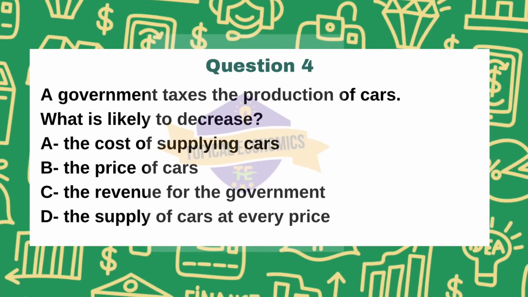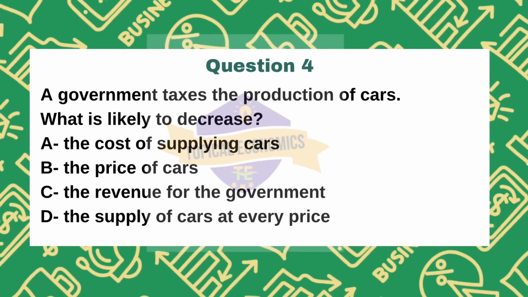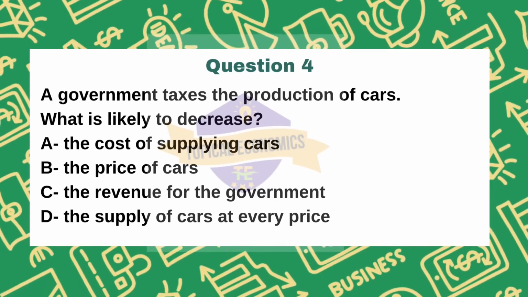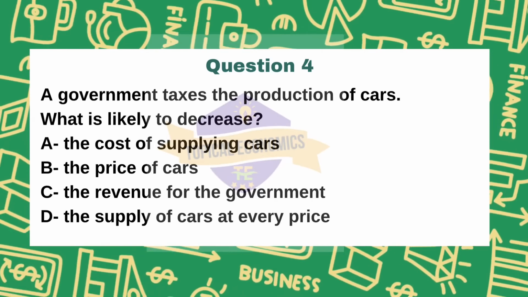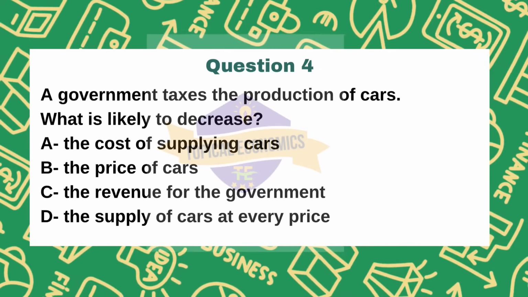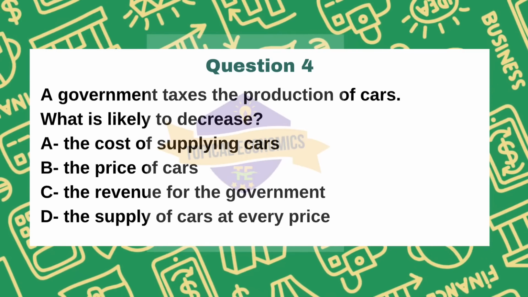Moving to the fourth question. A government taxes the production of cars. What is likely to decrease? A. The cost of supplying cars. B. The price of cars. C. The revenue for the government. D. The supply of cars at every price.